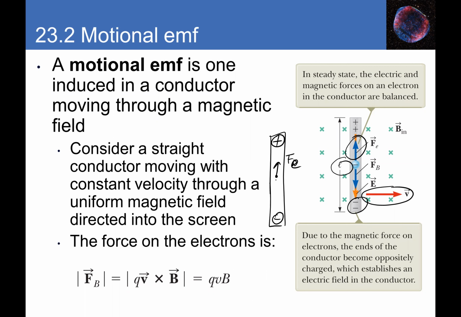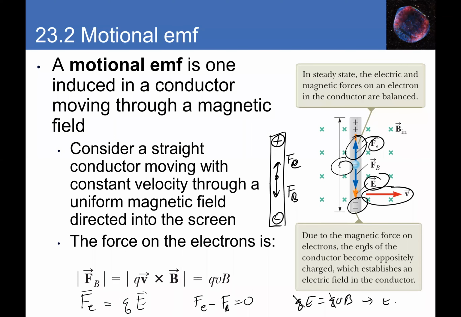There's going to be a magnetic force like this, over here in this diagram. There's going to be an electric field and a magnetic field, and eventually they're going to cancel each other. Remember, the electric force is Q times E. So FE minus FB equals 0. This means Q times E equals QVB. You cancel the Q's, and you can see E equals V times B.